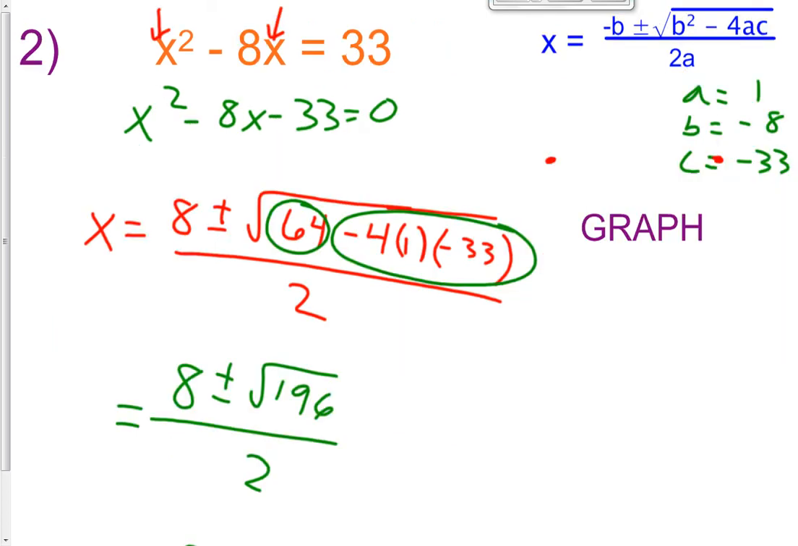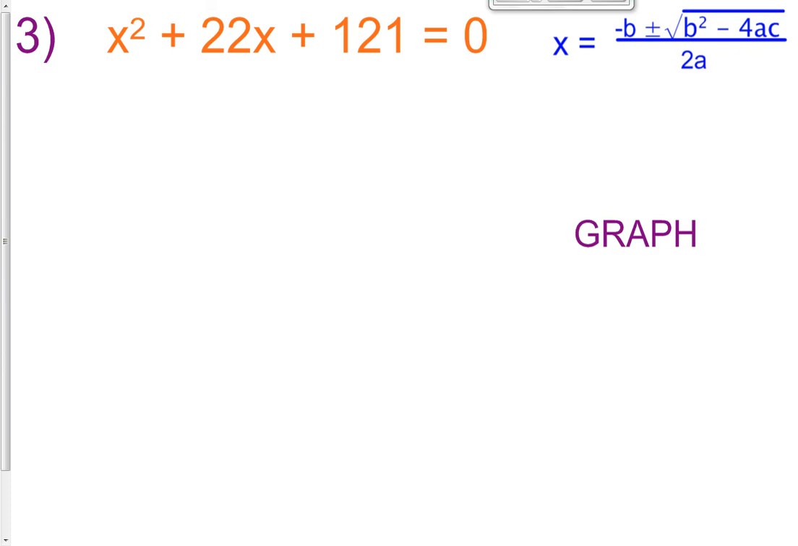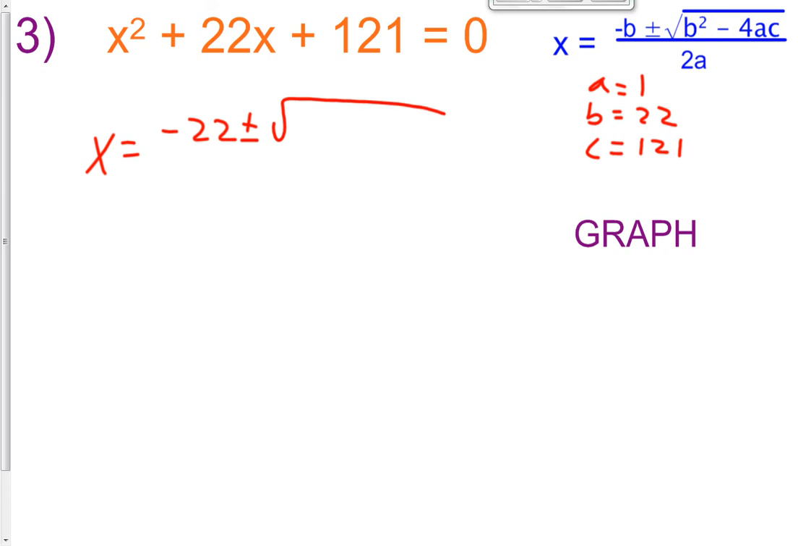Going on to problem number 3, if we look at this one, we kind of have a unique graph on this one. Let's first just solve using the quadratic formula. So a equals 1 again, b equals 22, and c equals 121. So x equals a negative b plus or minus the square root of b squared, 22 squared, which is 484, minus 4 times a times c all over 2a. 2 times 1 is 2.